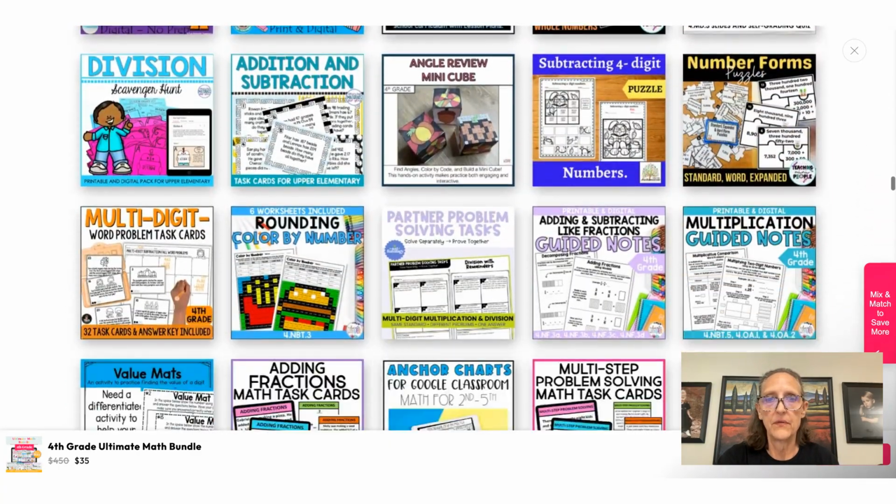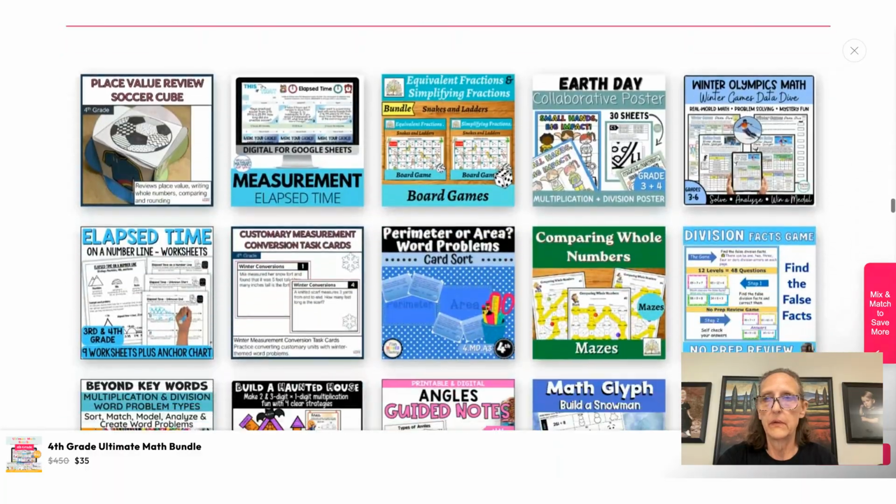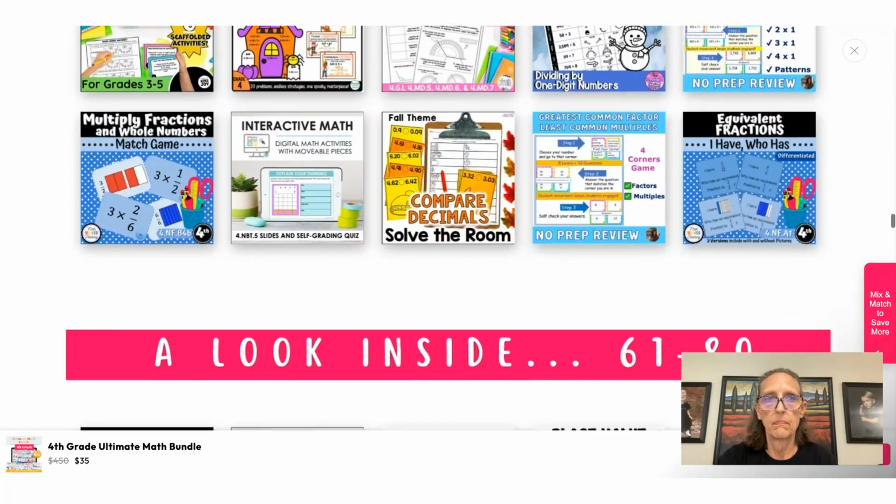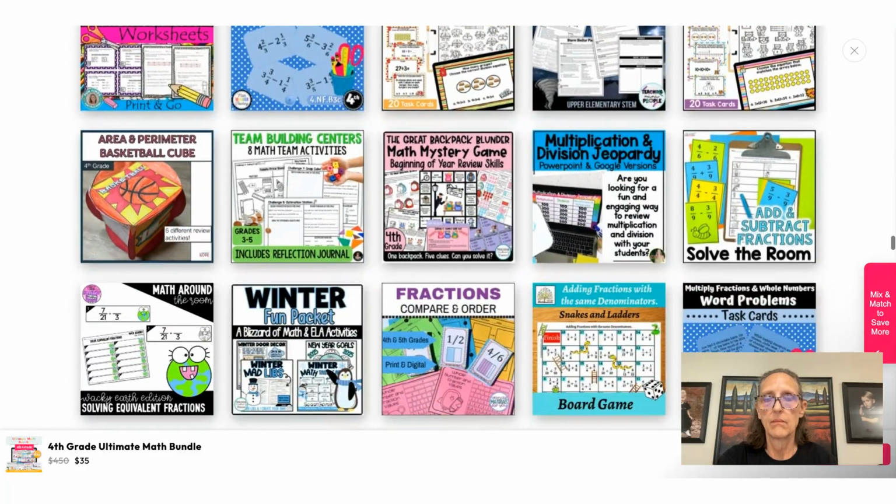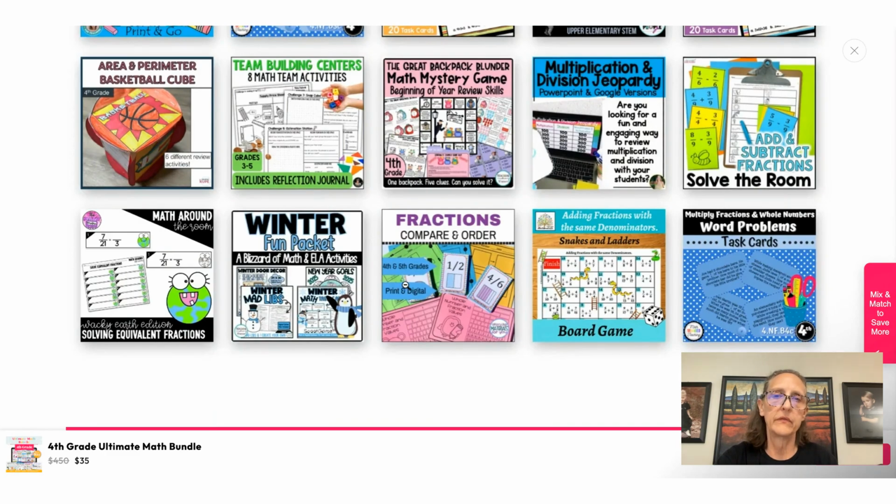We have, let me look, what else do I have in this one? This is an all-time favorite. Fractions compare and order. This one is a huge seller in my store. I was actually kind of reluctant to put it in here because it's such a good seller. It includes anchor charts, worksheets, Google Slides, and cards that you print out that have a fraction and also a visual representation of that fraction.